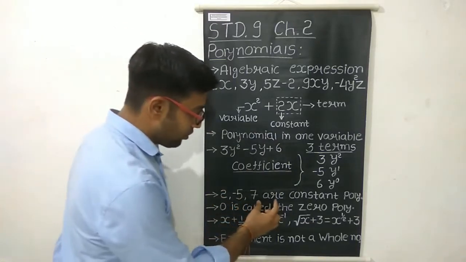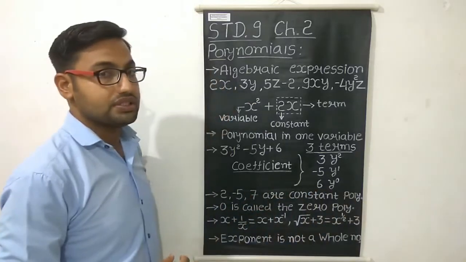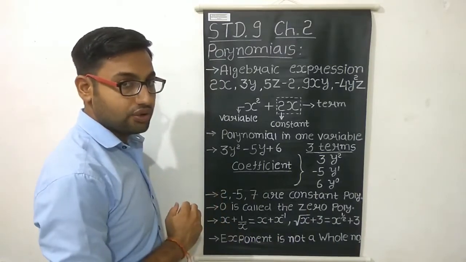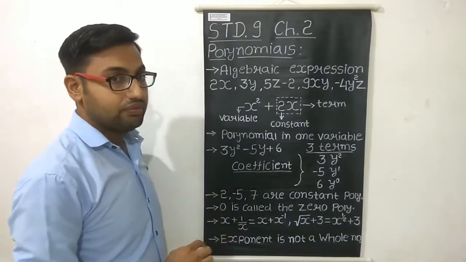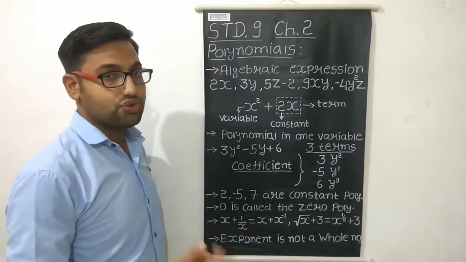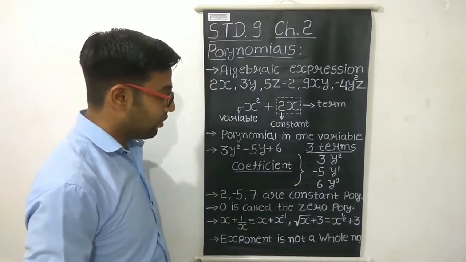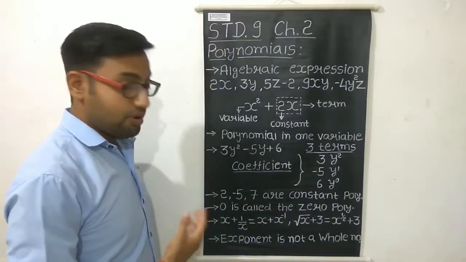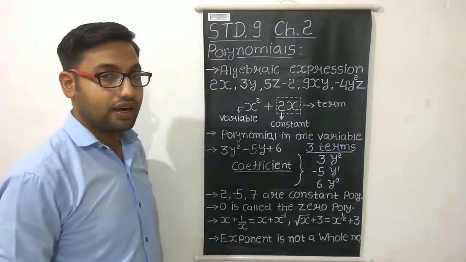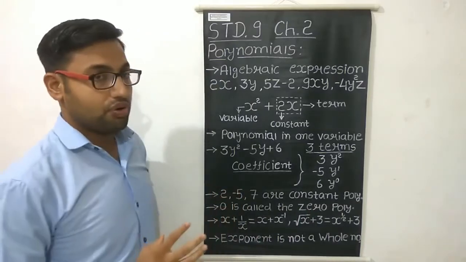Yes, they are also polynomials, and they are called the constant polynomials, because there is no variable. Into, it is a constant polynomial. Minus 5, there is no variable, constant polynomial. 7, again there is no variable, we can say it is a constant polynomial. Okay. So what about 0? 0 is called the zero polynomial, right? Okay. So now we are clear about that.